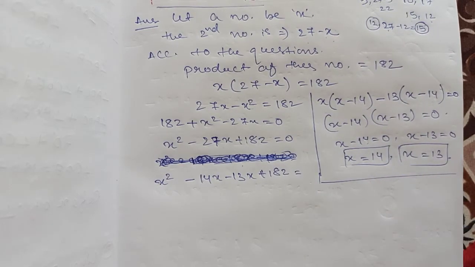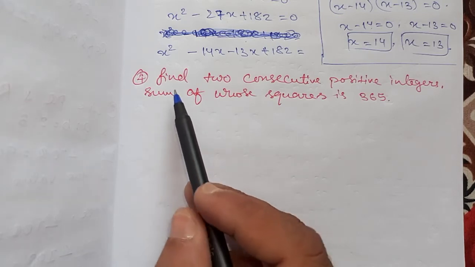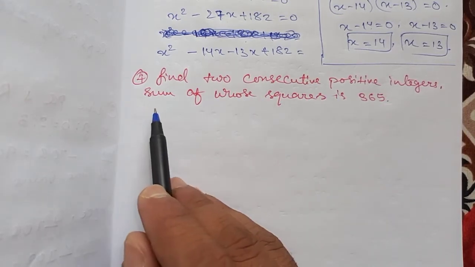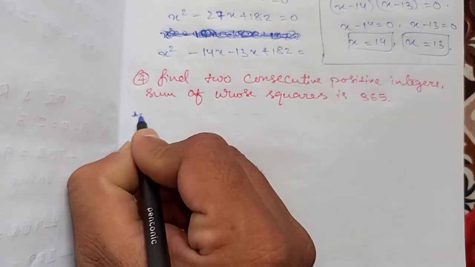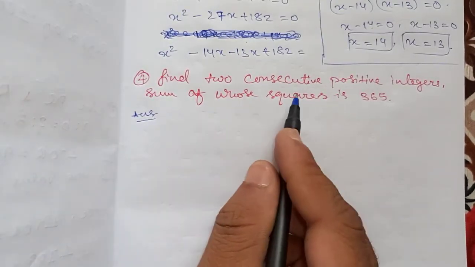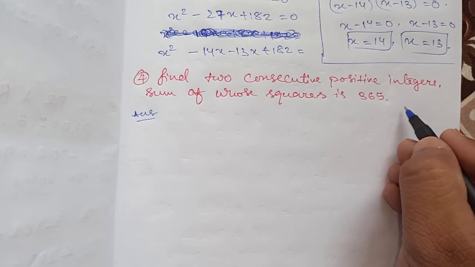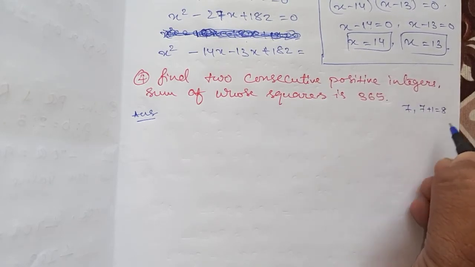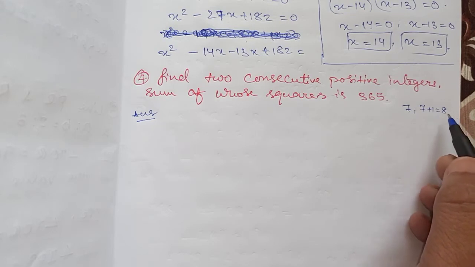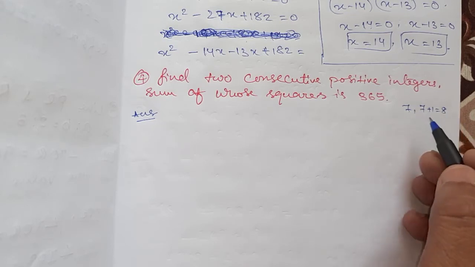Next, now the fourth bit. In the fourth bit the question is: find two consecutive positive integers, the sum of whose squares is 365. As I already taught you what consecutive integers are: suppose I take 7, its consecutive will be 7 plus 1, 8. Plus 1, whatever result we get, those two numbers are consecutive.